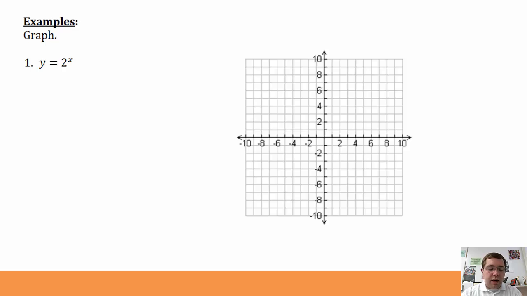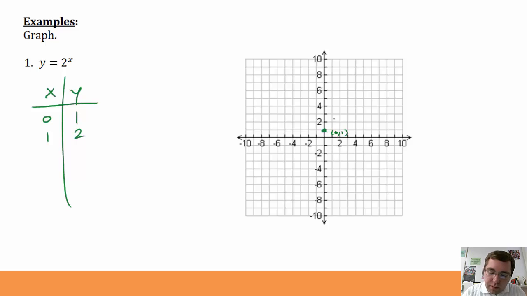Number 1, y equals 2 to the x power. So let's make a chart, since we don't know anything else about this graph. If x is 0, then I've got 2 to the 0 power, and anything to the 0 power is always 1. So I've got the point 0, 1. We'll plot that one. 0, 1. If x is 1, I've got 2 to the first power, and that's just 2. So when x is 1, y is 2.